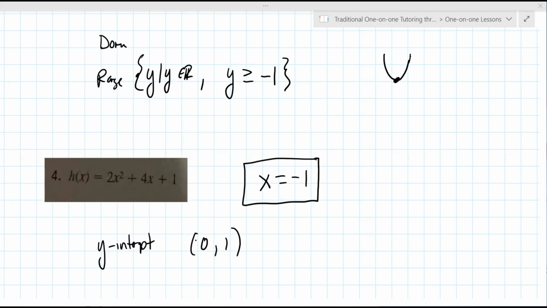So, we should look at the other one there. Okay. Yeah, let's look at another problem here.